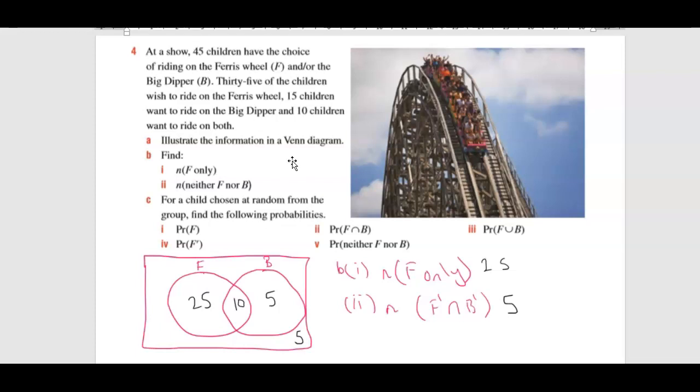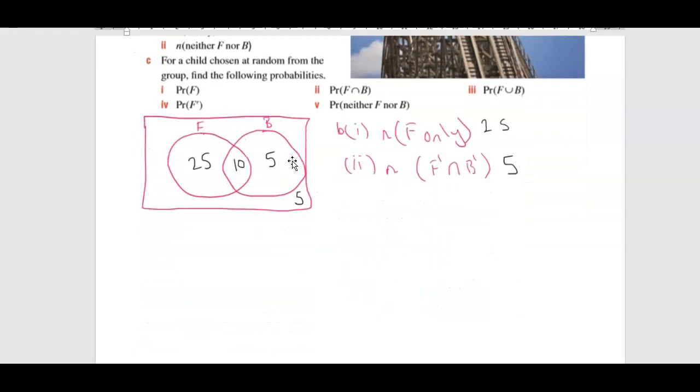And then in question C, we're looking at the probability. So the probability of F, I might just write this down the bottom. The probability of F, so altogether is 35. So 35 kids are on the Ferris wheel over 45, and you can simplify that. The probability of F and B, so this middle is 10 over 45.